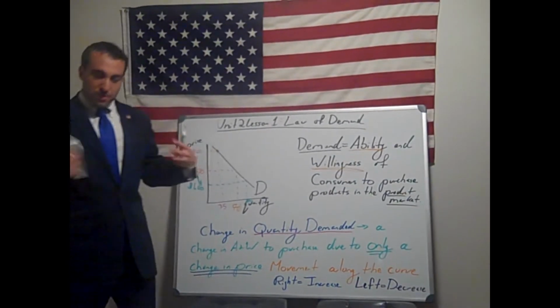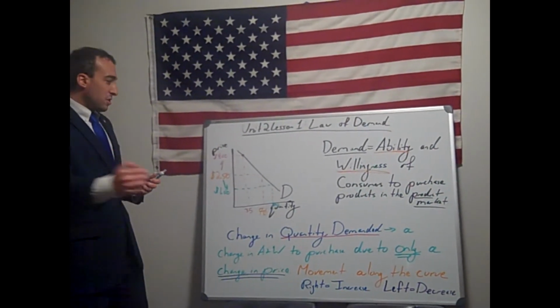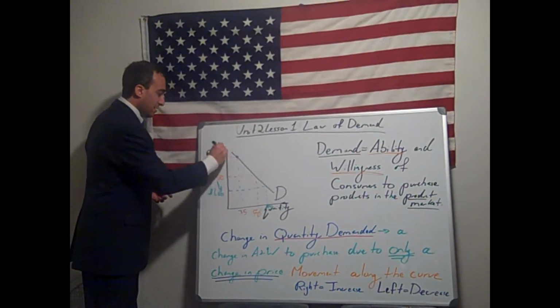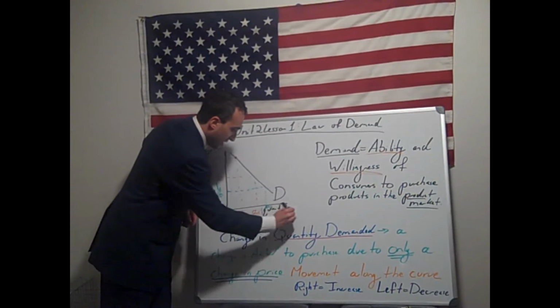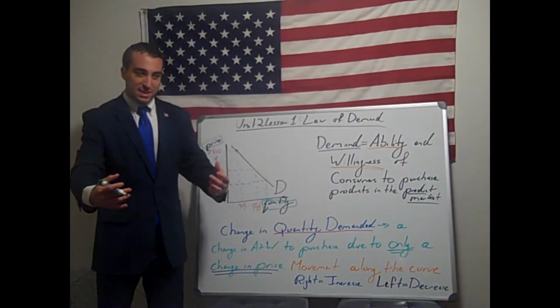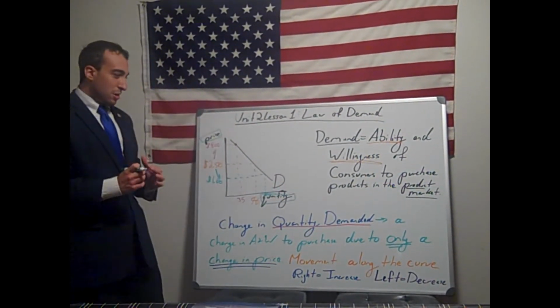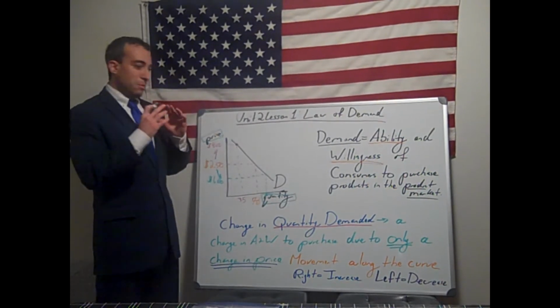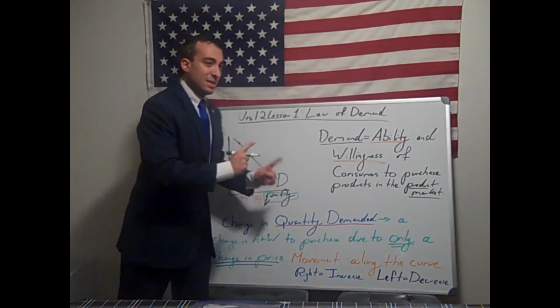So think about it. If you took a full survey and you plotted the points of the survey with the price being the y-axis, the quantity being the x-axis, you would have this demand curve. And this demand curve is based on what is called, very specifically, change in quantity demanded.